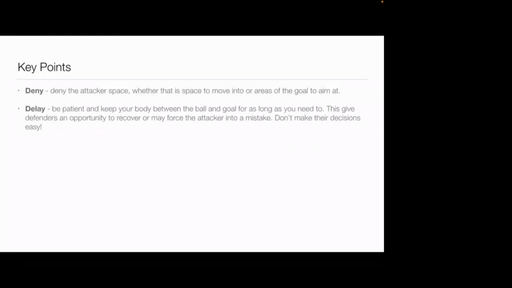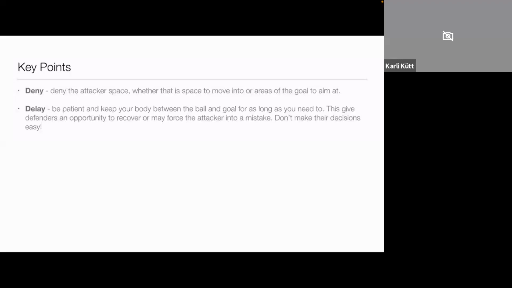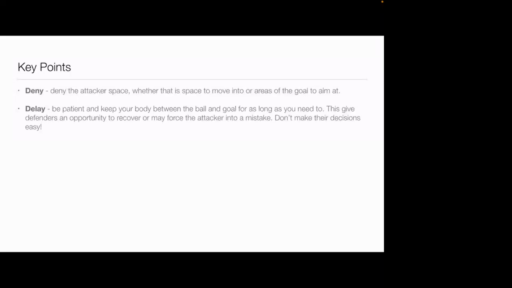Delay. So be patient. Again, I mentioned it before, you don't want to be diving in, you don't want to be doing anything too rash. Keep your body in between the ball and the goal and wait for your opportunity. It might be that your defender recovers or the attacker makes a mistake. Don't make their decision too easy by trying to rush into anything or falling off balance or throwing yourself at something that isn't really there.